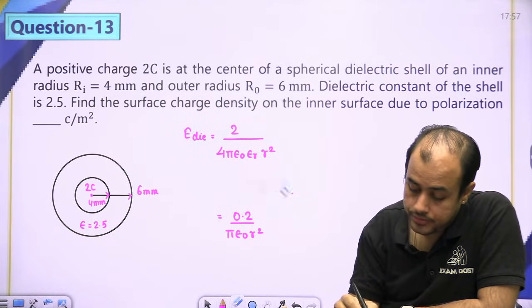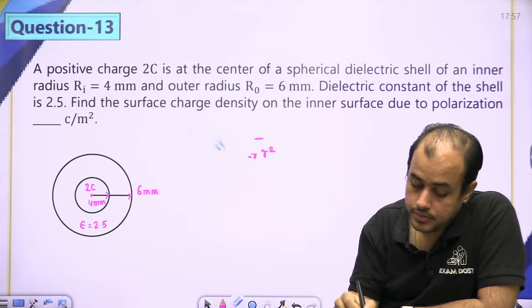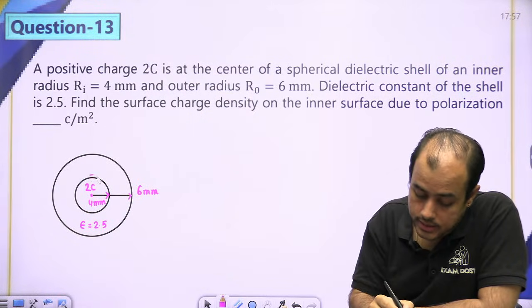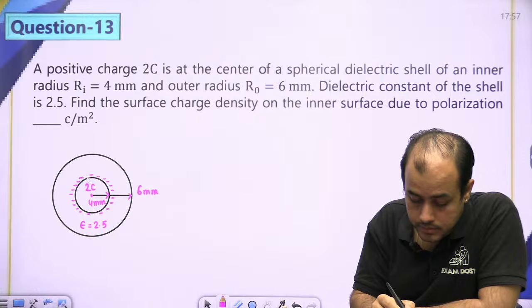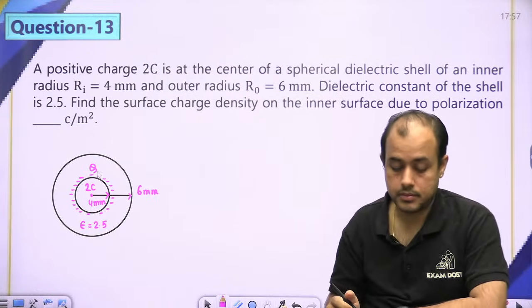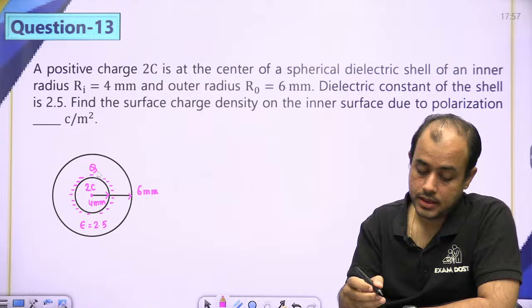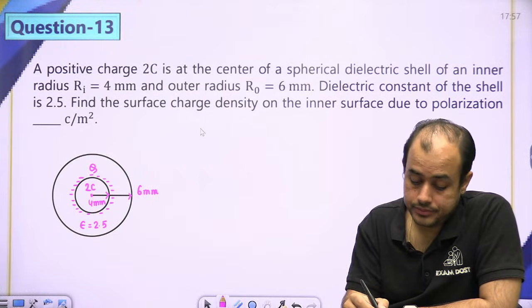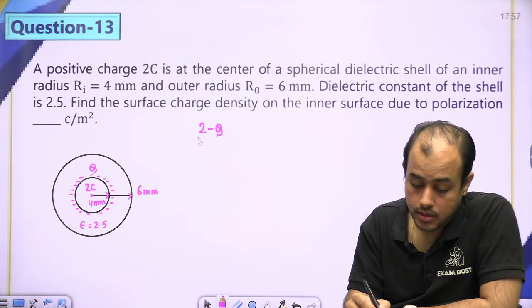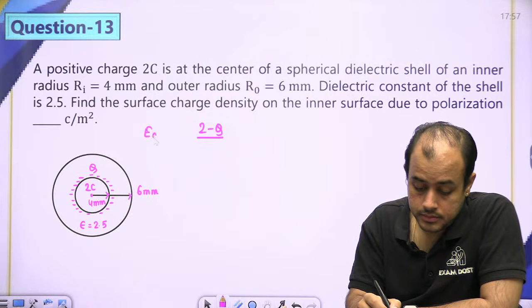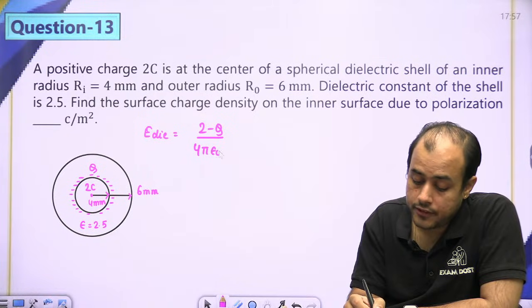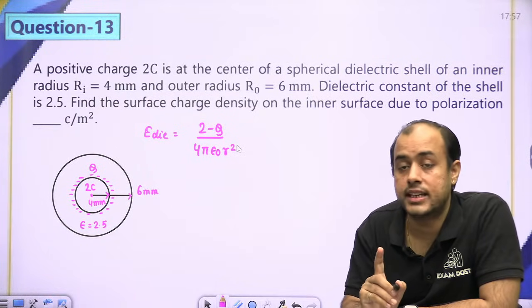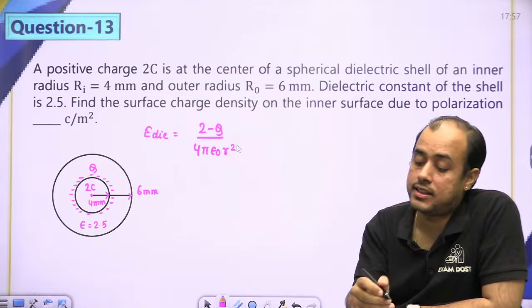Do one thing. Assume that a negative charge gets induced here. ठीक है? So now beta, electric field in dielectric. Now beta, when you take the induced charge, you have to treat the medium as vacuum.